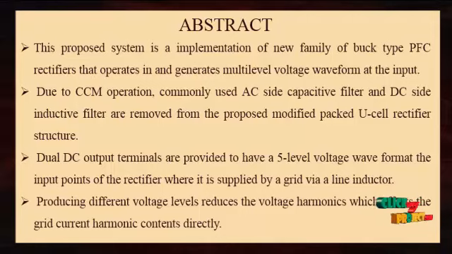Dual DC output terminals are provided to have a 5-level voltage waveform at the input points of the rectifier, where it is supplied by a grid via a line inductor, producing different voltage levels and reduced voltage harmonics, which affect the grid current harmonic content directly. It has a low switching frequency characteristic among other buck-type rectifiers, which reduces switching losses and high switching frequency related issues significantly. And also this process is done in the MATLAB Simulink environment.